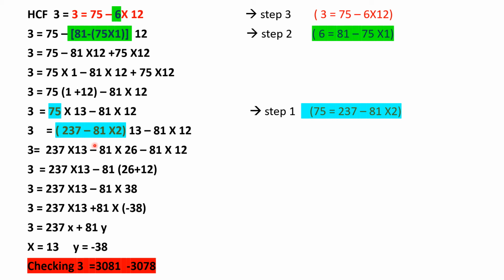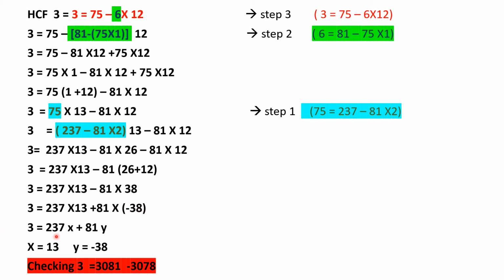So this I am going to multiply with 237 into 13 minus 81 into 2 into 13, which is 26, minus 81 into 12. So 237 into 13 minus 81, you take out. The numbers inside the bracket will be 26 plus 12, because minus we have taken out. 26 plus 12 is 38. So 237 into 13 plus 81 into minus 38.